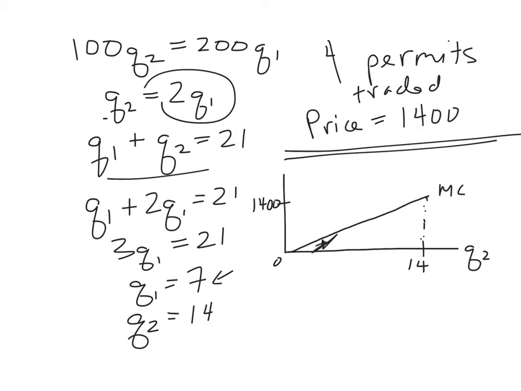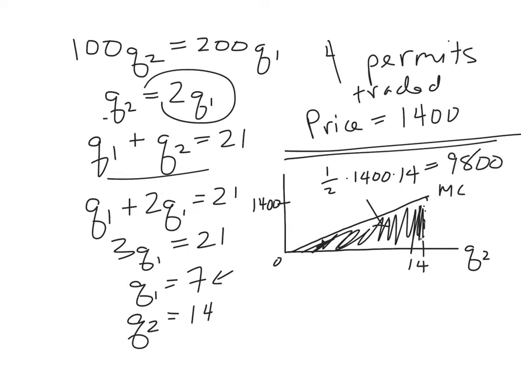And we know that the area underneath that marginal cost function is the total cost. So remembering that the area of a triangle is 1/2 times base times height, 1/2 times 1,400 times 14, that's equal to, I have that written down, 98. So $9,800 in cleanup costs, but actually total costs of abatement, it's equal to $9,800 in cleanup costs, but they actually get revenue from selling those permits.